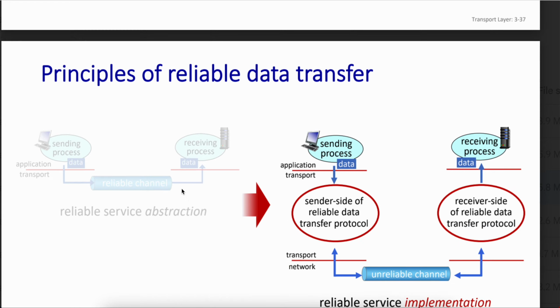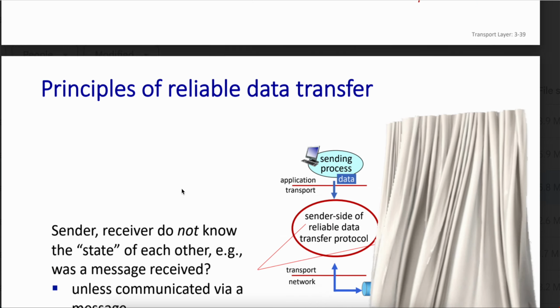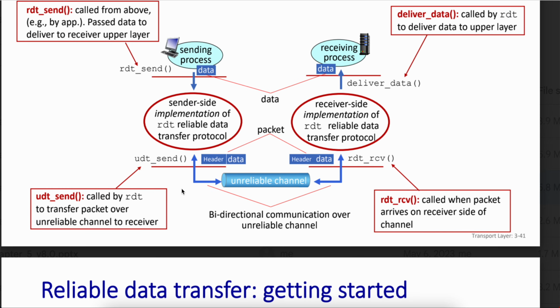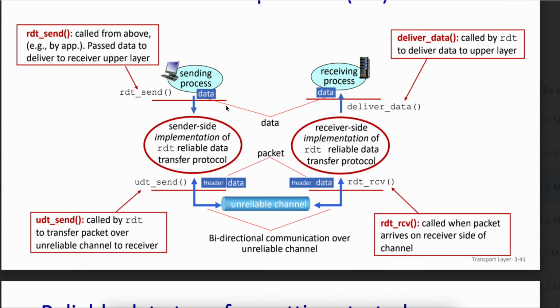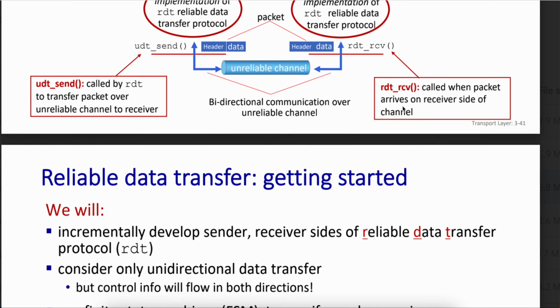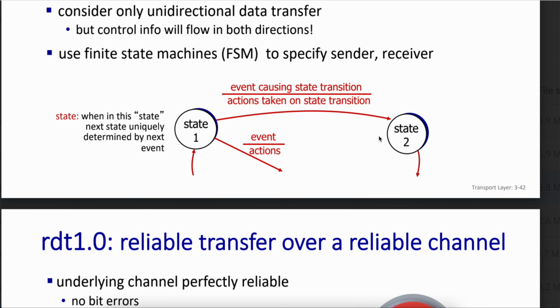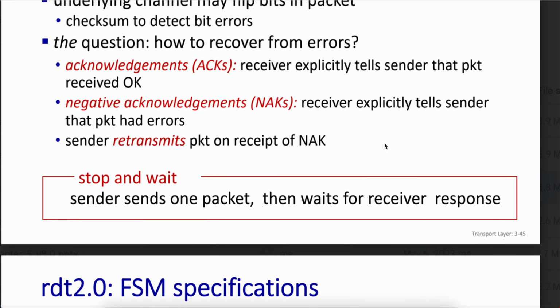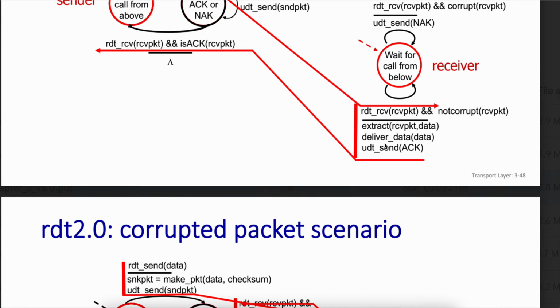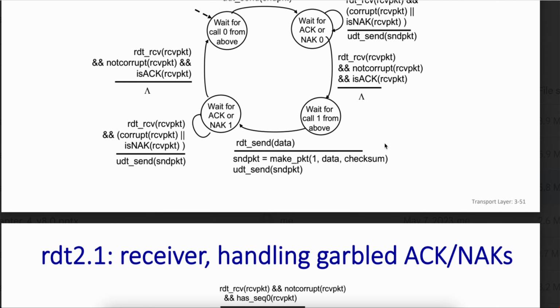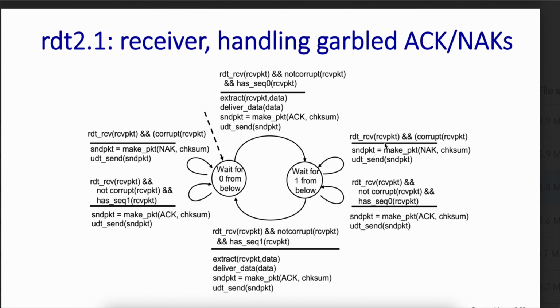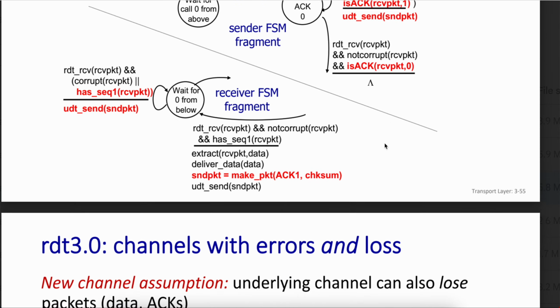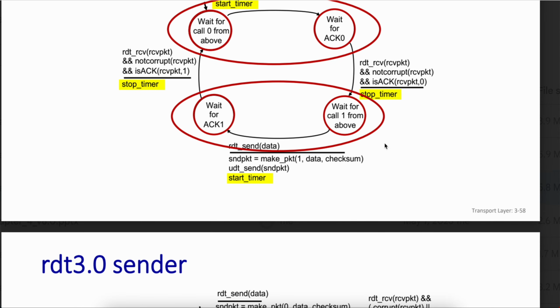Principles of reliable data transfer. Here you need to remember the whole process, because the professor will give you a picture that is not like delivered data, and you need to write it down by yourselves, especially this. Let me take a look. RDT 3.0. Where's the picture?